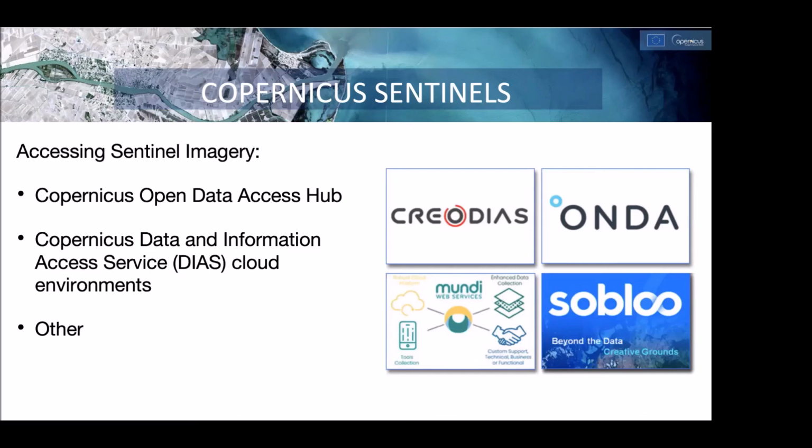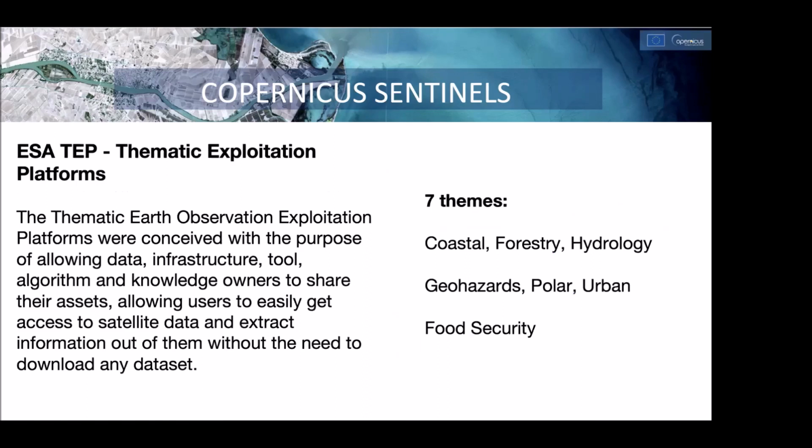Some of these DIASs do have certain themes that they focus on more than others. If you like programming, some provide better programmatic access, others are more visual, and you can play around and develop your own processing chains before you extract the imagery.